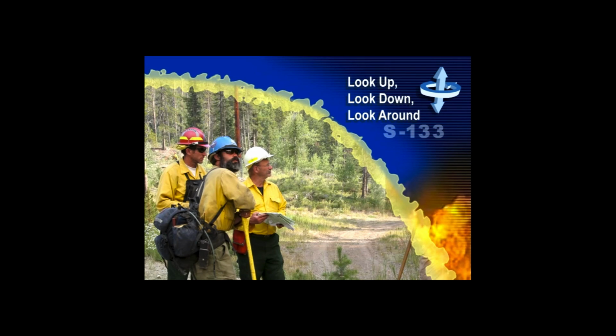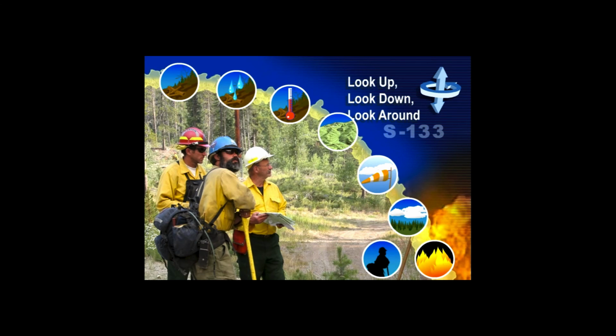We just covered the look up, down, and around indicators. We described each of the indicators, how they impact fire behavior, and how to monitor them. This unit addresses how to use the indicators when applying the risk management process.